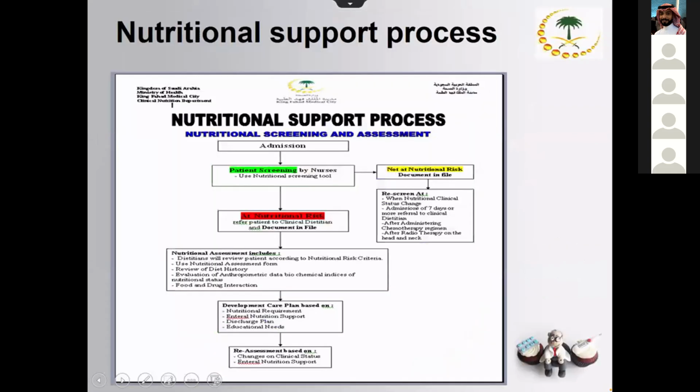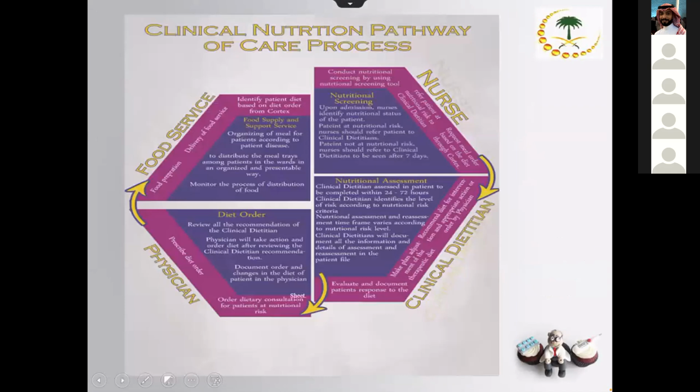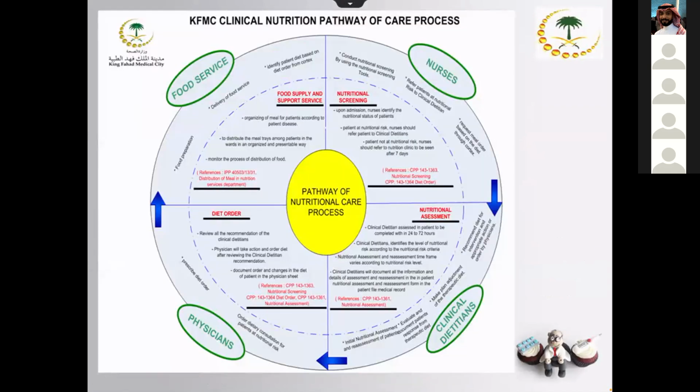First, I will talk about the nutrition pathway care process, which consists of four main corners: starting from nursing, and then food service. Nursing usually conducts nutrition screenings using nutritional screening tools and refers patients at nutritional risk to the clinical dietitian assigned for each area, and requests the meal in the Cortex.